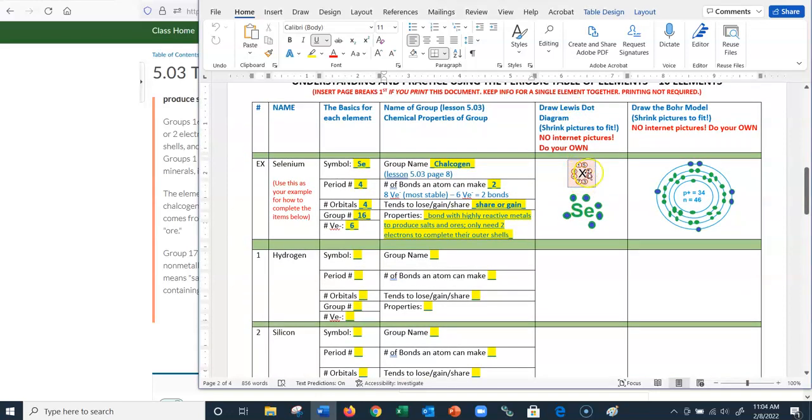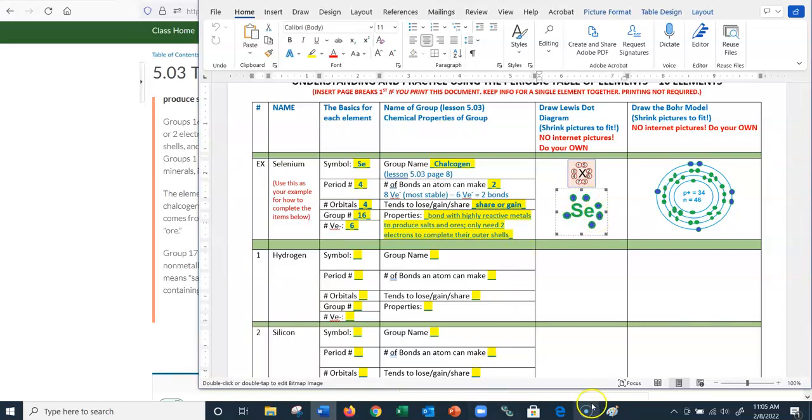And remember, I gave you the key so you know how to put the dots on. The X represents the symbol, and we know the symbol for selenium is capital S, lowercase e, and that there are 6 valence electrons, and they have to go on in a certain order. 1, 2, 3, 4, 5, 6. So there's 1, 2, 3, 4, 5, 6.